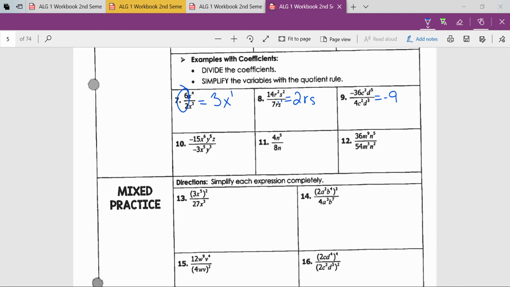Alright, here we have C to the 2 and C to the 2. Very good, they divide out, and Z to the 2. So we don't have to put a 1. You don't have to, because they cancel out. Number 10: negative 15 divided by negative 3 is 5, x to the 1, y to the 2, and then z. Very good.